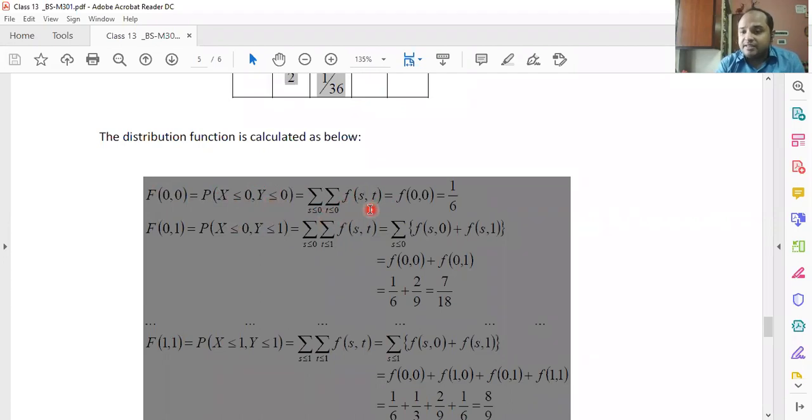And since it is a discrete case, only one possible value for s is there. s less than or equal to 0 means s equal to 0. t less than or equal to 0 means t equal to 0. So we get only f of 0, 0. From the chart, it is 1 by 6.